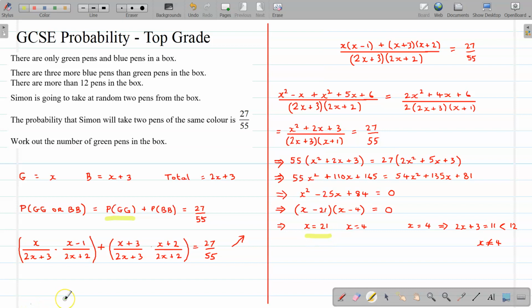It's taken us nearly 20 minutes. Hopefully it will be a bit less in an exam. But nevertheless, a difficult and complex question requiring a lot of planning and careful manipulation of these expressions.